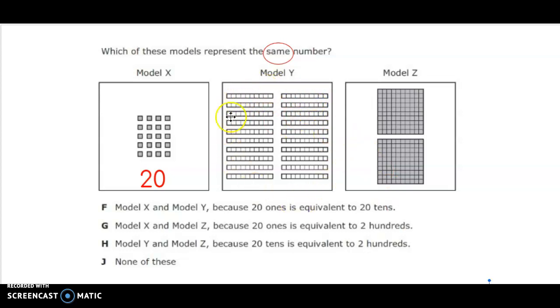Now stop and think for a second, what are these counting by? Remember, these are called sticks, and they represent tens. So since they represent tens, we are going to count by tens. 10, 20, 30, 40, 50, 60, 70, 80, 90, 100, 110, 120, 130, 140, 150, 160, 170, 180, 190, 200. So we're going to put 200 for that one. So far we have 20 and we have 200.